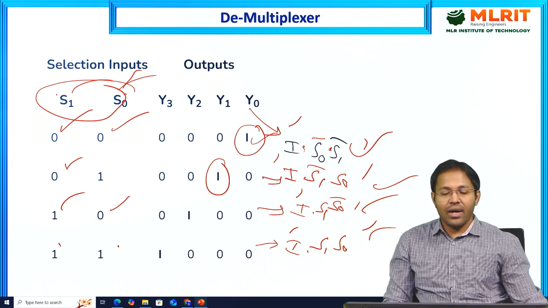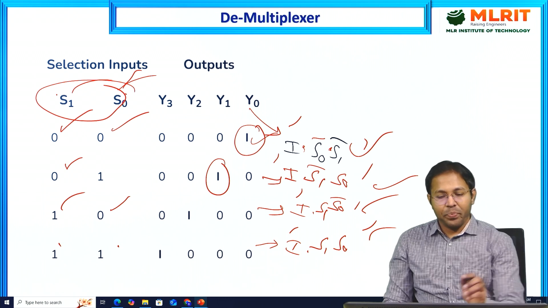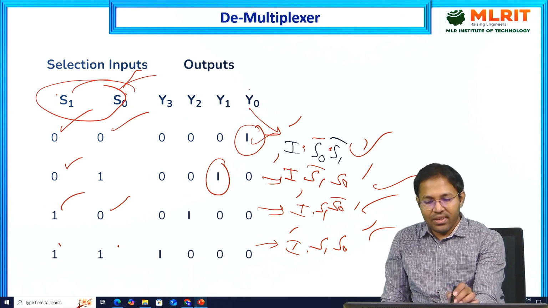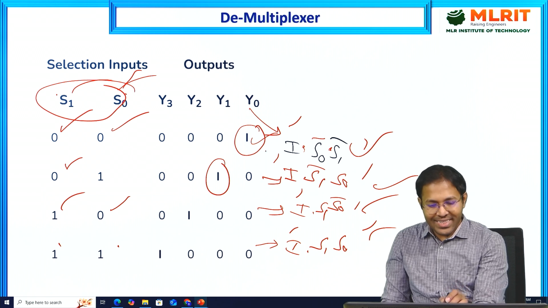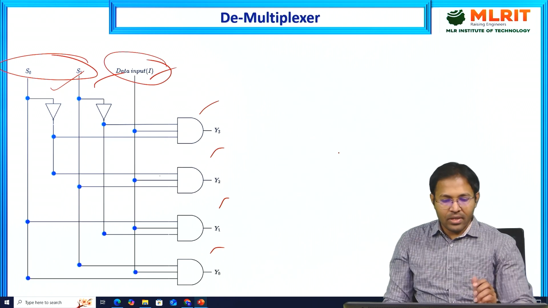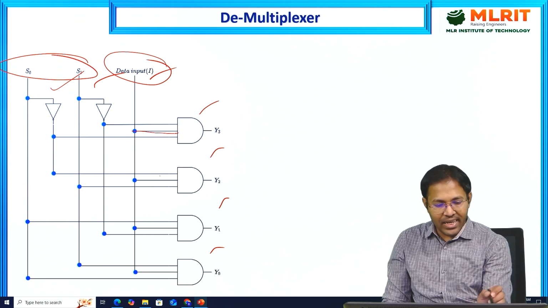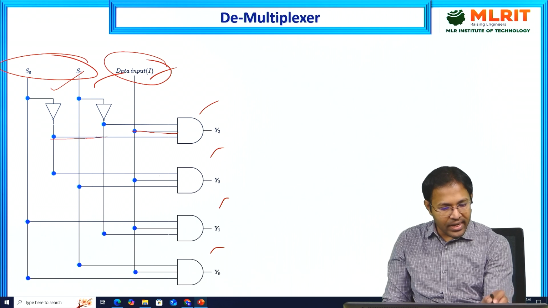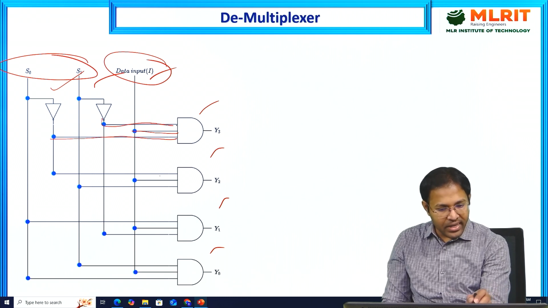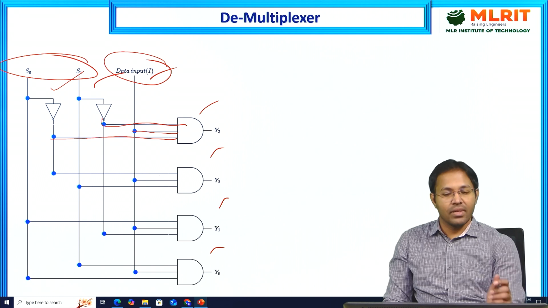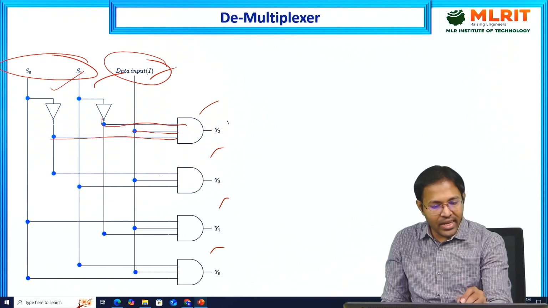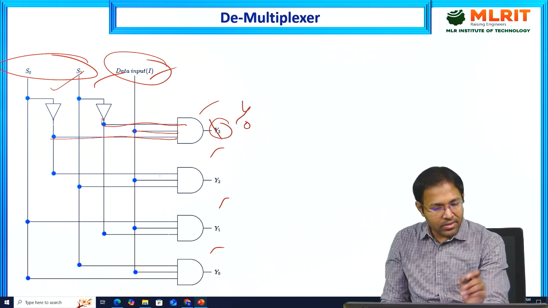Now let us see what will be the expression for Y0. Y0 in this case is I into S0 bar into S1 bar. We are getting I here, S0 bar here, and then S1 bar here. So this is actually Y0.